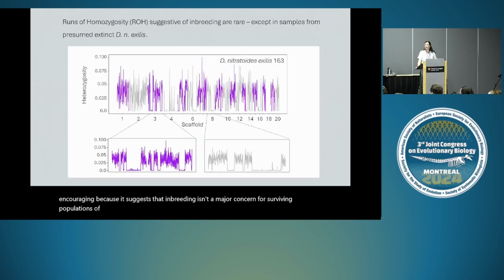The one exception to this is that we did observe runs of homozygosity in samples from Dipodomys nitratoides exilis, which is the extinct subspecies. Here I'm highlighting 2 scaffolds that show long runs of homozygosity in this individual. So despite those high background levels of heterozygosity that we observe in nitratoides, exilis does show signs of inbreeding prior to extinction.